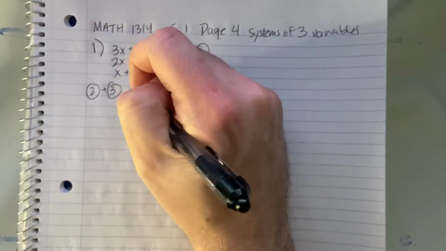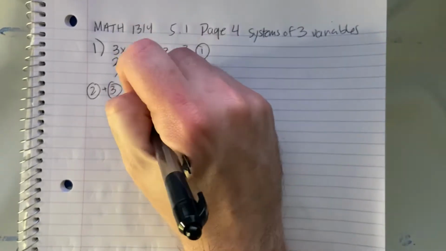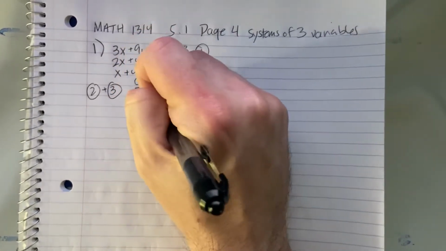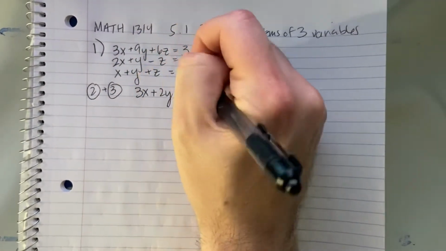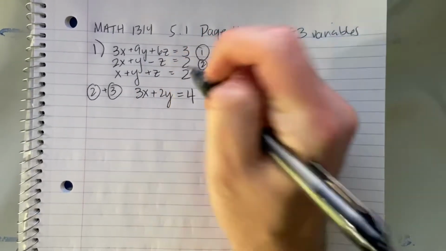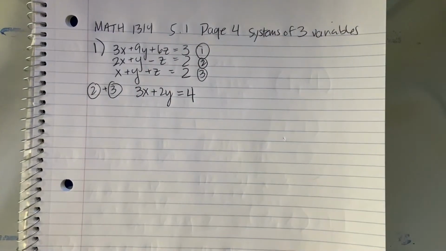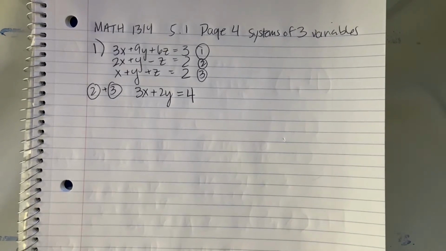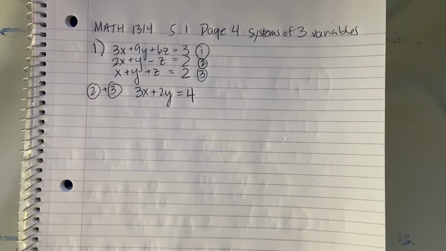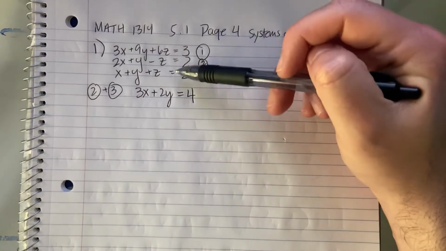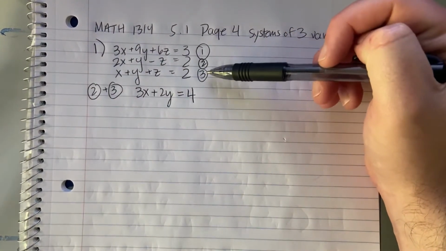What happens when I add them? I get 2x plus x is 3x plus 2y. My z's cancel and it's equal to 4. So now I have just one equation in terms of x and y equal to a number. But I need 2 of them. So how am I going to do that? I need to find a way to get rid of z using a different combination.